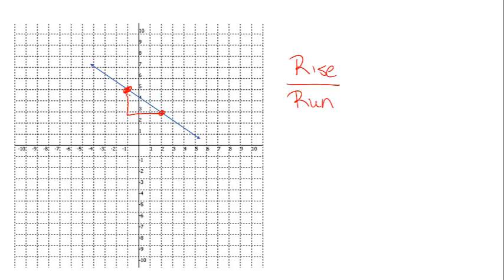I rise 2 units, and because my graph is going down, I'm falling 2, I'm going to say that's negative. The run is 3 units. So my rise is negative 2, my run is 3. And I know that because this graph is falling from left to right, that's correct. I should have a negative slope.